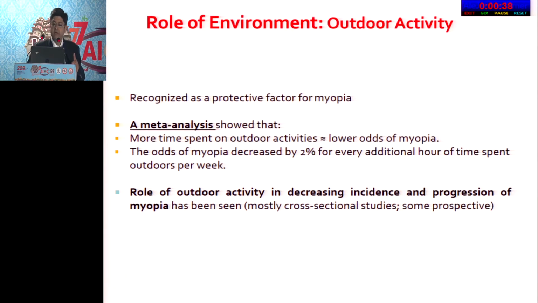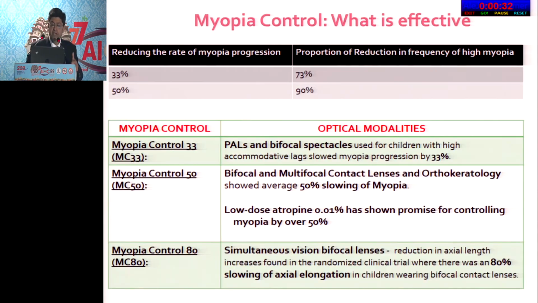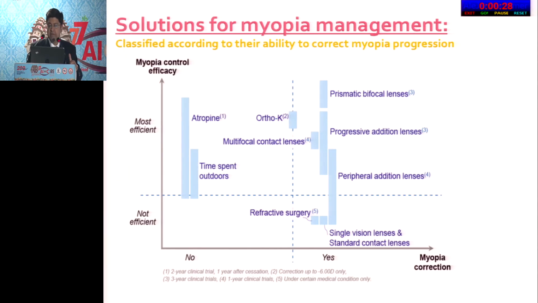Lipika would be talking about it a little more in detail. The other thing that is important is the role of environment, and we know that outdoor activity significantly decreases it. And these are all the various summarizing, but I'll just show you in this table. You will see basically myopia progression, what works and what does not. So ones that are higher up on this graph are more likely to be effective.